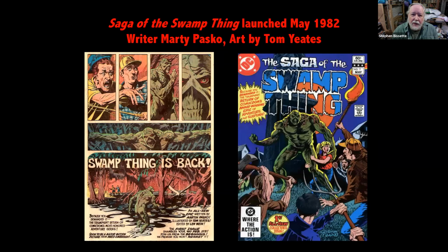Saga of the Swamp Thing, however, as a comic book series, was officially relaunched with a May 1982 issue, meaning it was on sale late winter, early spring. The writer was Marty Pasco, who sadly just passed away early in 2020. And the art was by one of my Kubert School classmates, Tom Yates. And Tom Yates right now is the artist on Prince Valiant, the Prince Valiant Sunday pages that he works on collaboratively with writer Mark Schultz, the creator of Xenozoic Tales, aka Cadillacs and Dinosaurs.